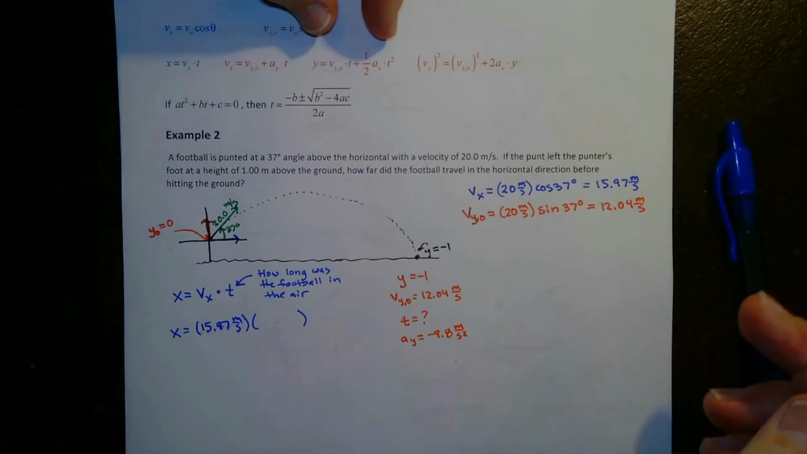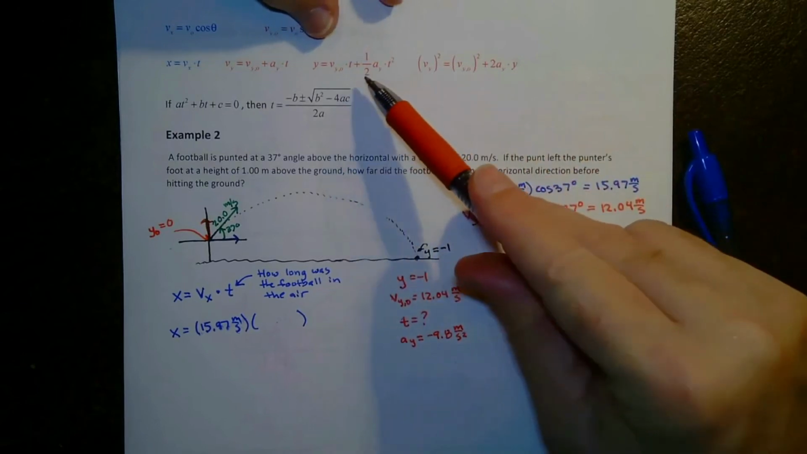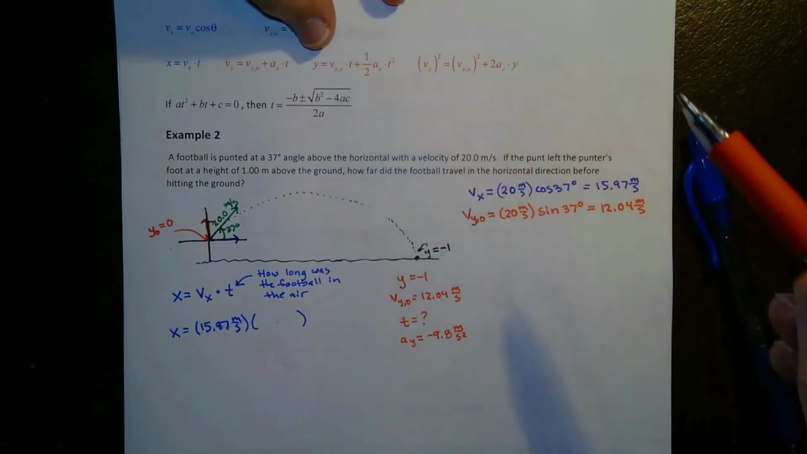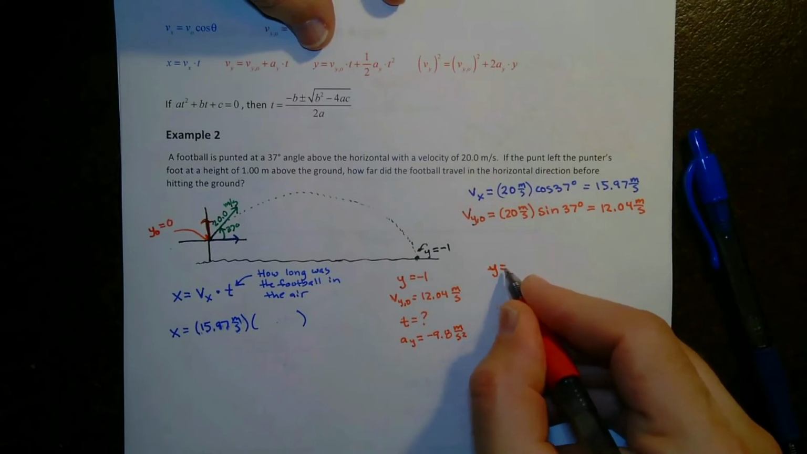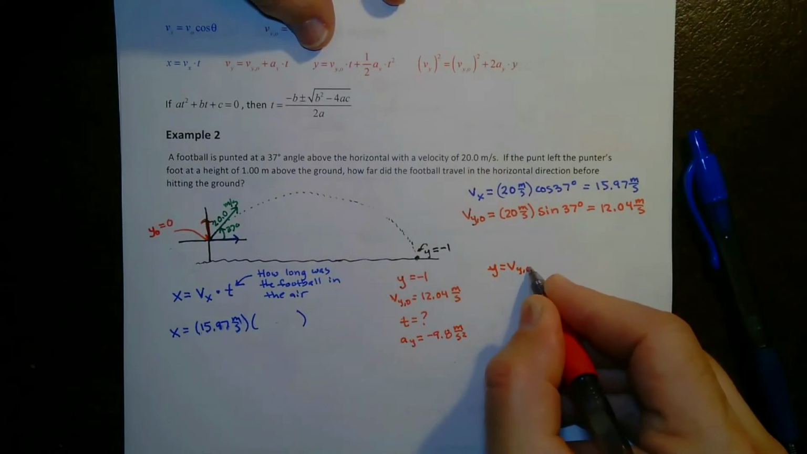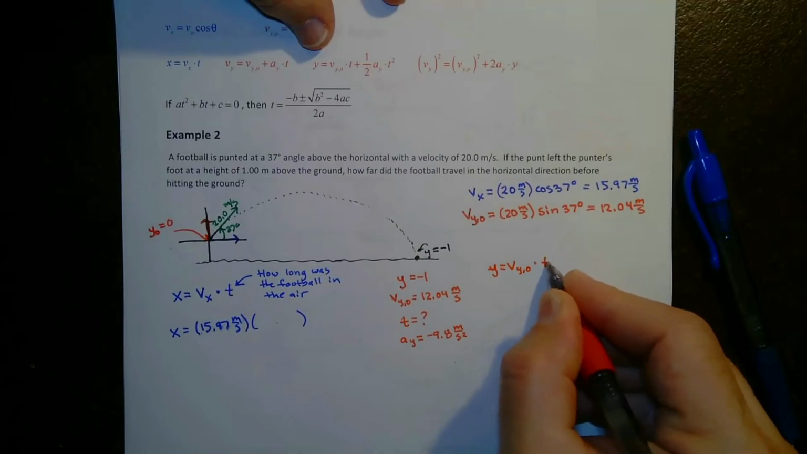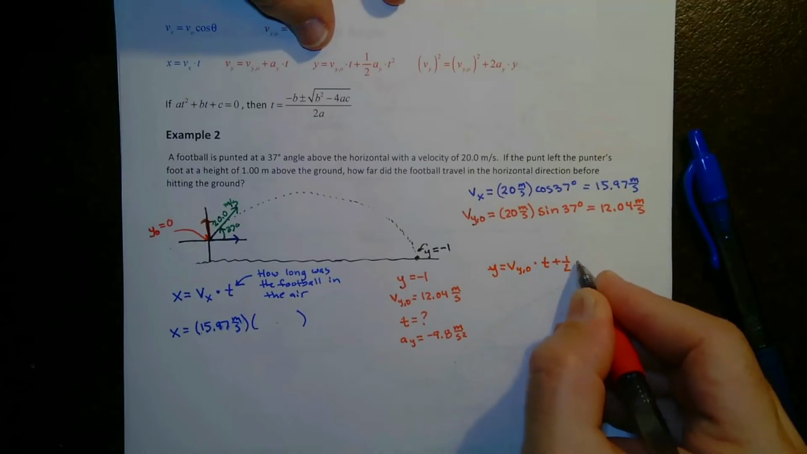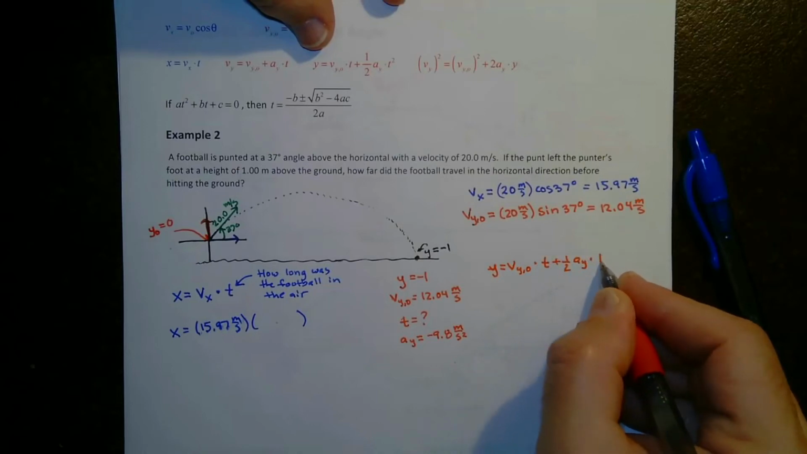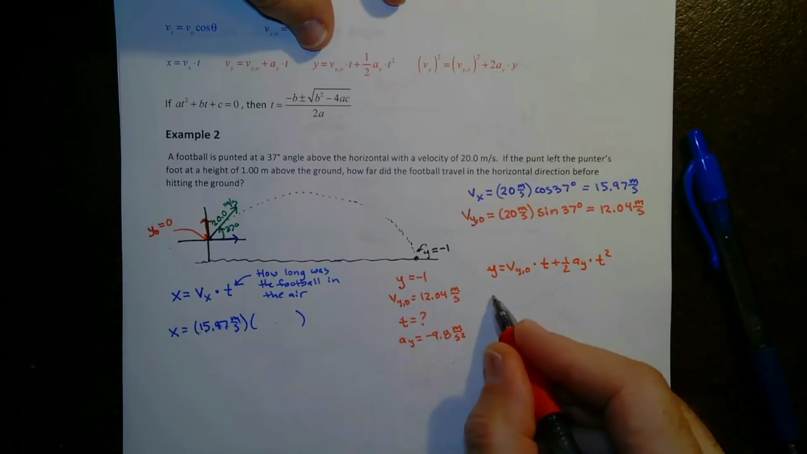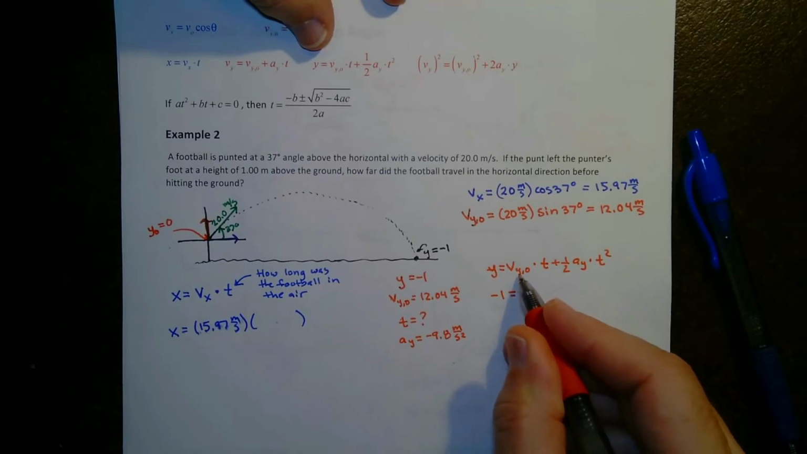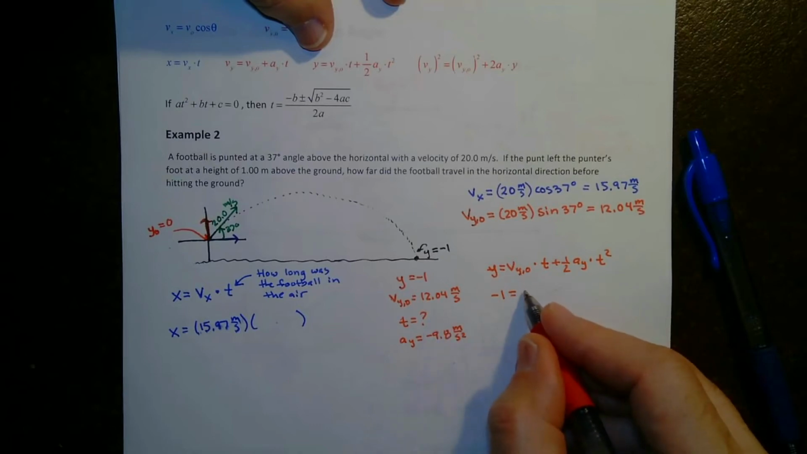So I have all of them in for this equation except t. I should write this: y is equal to v sub y,o times t plus 1/2 a sub y times t squared. So that means this y is -1, and v sub y,o is 12.04 times t.